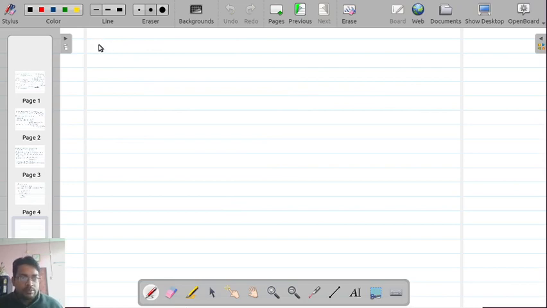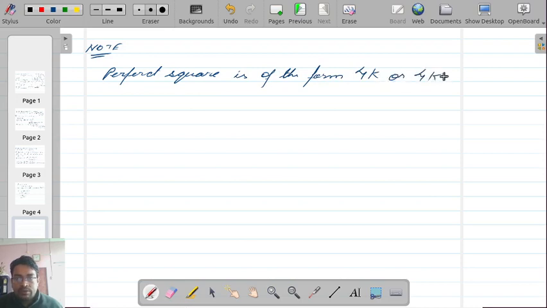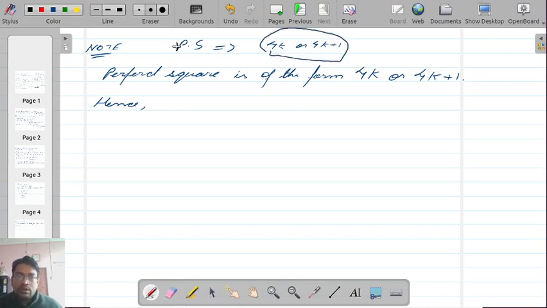Now see some application of this. Note that from the above result we get that a perfect square is of the form 4k or 4k plus 1. These are the only two possible ways of writing a perfect square. So from here I can conclude the contrapositive statement. A perfect square implies it is of the form 4k or 4k plus 1. The contrapositive of this statement is: if the integer is not of this form, then it cannot be a perfect square. Because if it is a perfect square, it has to be in this form, right?